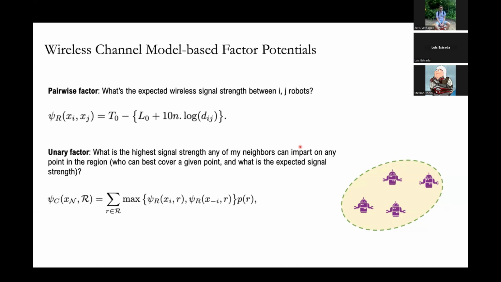Then how do we calculate the unary factor? We have the region of interest. For any point in this region of interest, any robot thinks, okay, what is the highest received signal strength either I or anyone in my neighborhood can impart on this point, and then takes that maximum value. Then we multiply that with the probability of having a ground robot at that particular point in the environment.